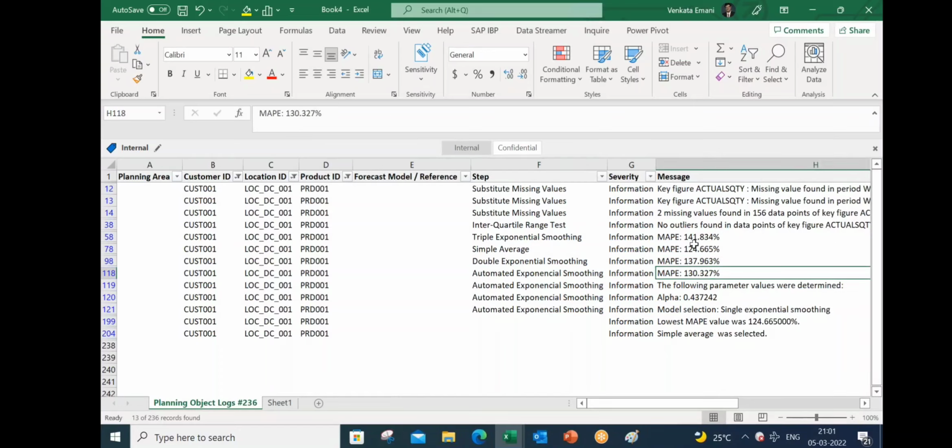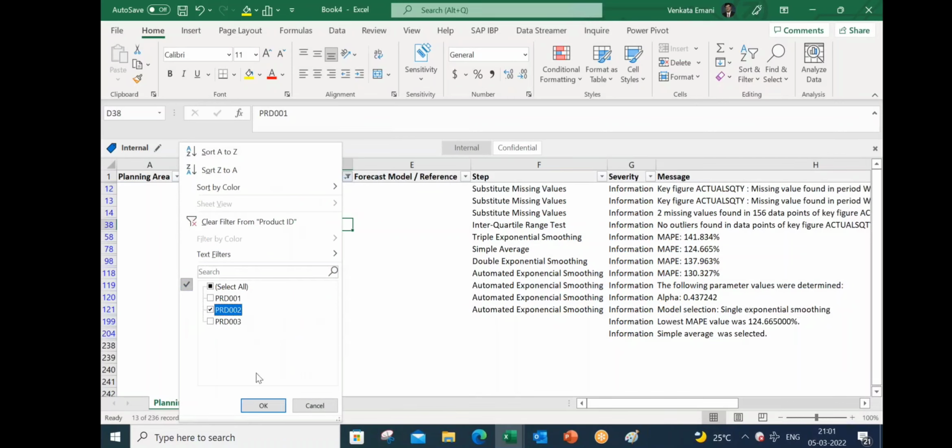So which one is good? Simple average is good, right? Yes, the lowest MAPE was 124, so simple average was selected. The system is only calculating the least error you will get, and that least-error model it selected for customer 1, location 1, product 1. So it will vary for customer and product 2.